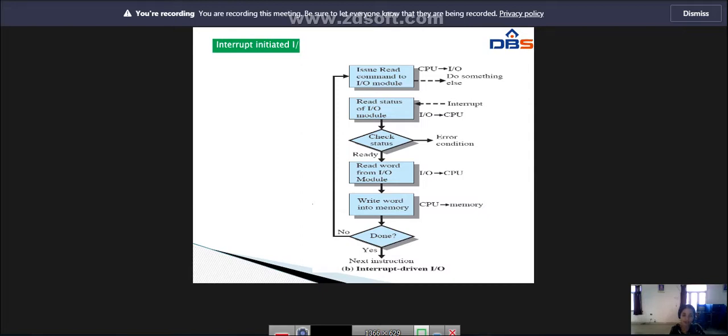After it is completed, it will go to the next instruction. If it is not done, it will be moved to the first instruction, that is the first step, which issues a read command to the input output module. So this is the process of interrupt initiated input output.